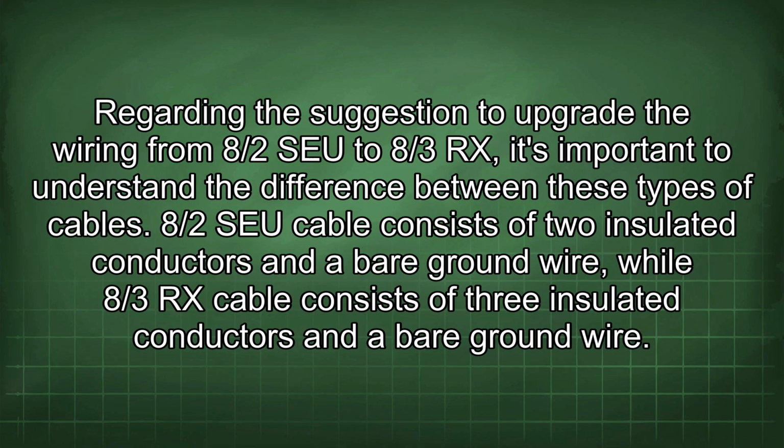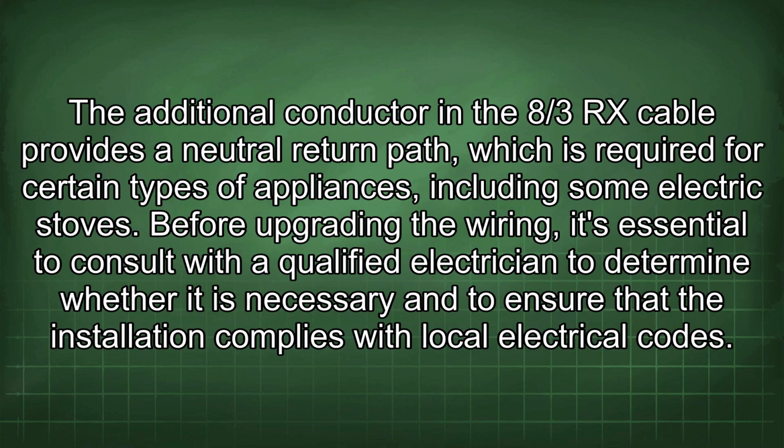Regarding the suggestion to upgrade the wiring from 8/2 SEU to 8/3 RX, it's important to understand the difference between these types of cables. 8/2 SEU cable consists of two insulated conductors and a bare ground wire, while 8/3 RX cable consists of three insulated conductors and a bare ground wire. The additional conductor in the 8/3 RX cable provides a neutral return path, which is required for certain types of appliances, including some electric stoves.